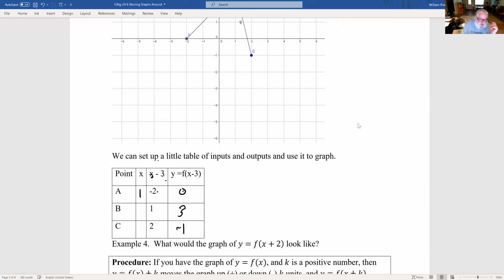If x minus 3 is 1, what is x? Well, add 3 to the 1, and that gives you 4. 4 minus 3 is 1. And then if I have x minus 3 equals 2, that means x has to be 5.